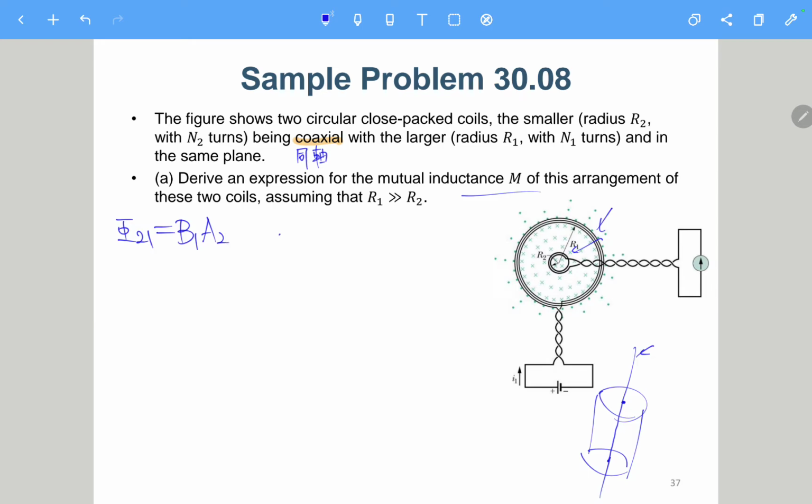And so for the definition of L, it is originally L equals N phi B over I. For the mutual inductance, we should slightly modify it. It will be something like N2, the number of turns for the second coil, times phi 21, where phi 21 is this one, over I1. Okay, so that matches all the variables here.